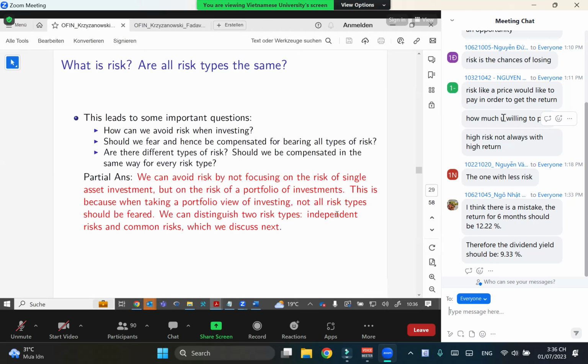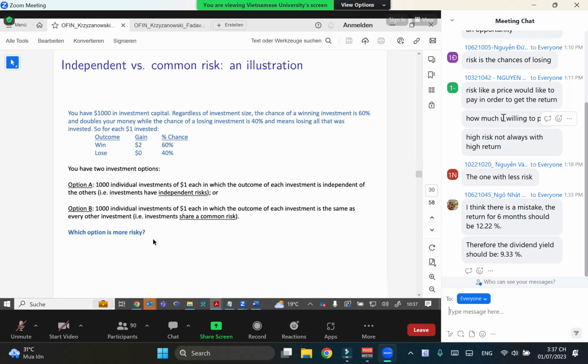And in the end, we will see later that we can distinguish between different types of risks. There are independent risks, which are stock specific, idiosyncratic, individual risks, versus common risks, which have to be faced by everyone. And we will see and discuss this in subsequent slides. So, independent versus common risks.